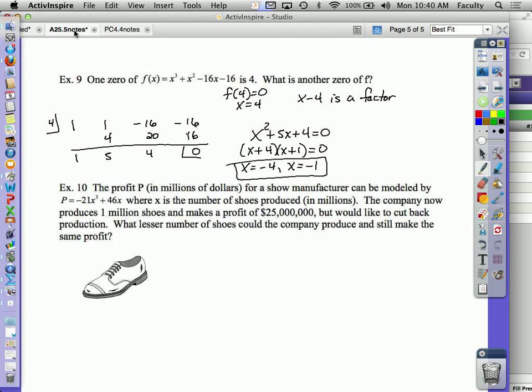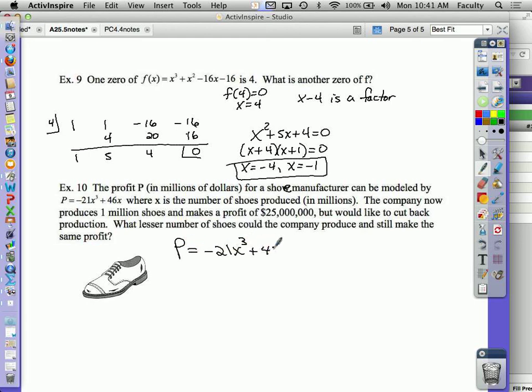All right, last problem. Here's an application to what we've been doing. It says the profit P in millions of dollars for a shoe manufacturer can be modeled by P equals negative 21x cubed plus 46x, where x is the number of shoes produced in millions. The company now produces 1 million shoes and makes a profit of $25 million, but would like to cut back production. What lesser number of shoes could the company produce and still make the same profit?